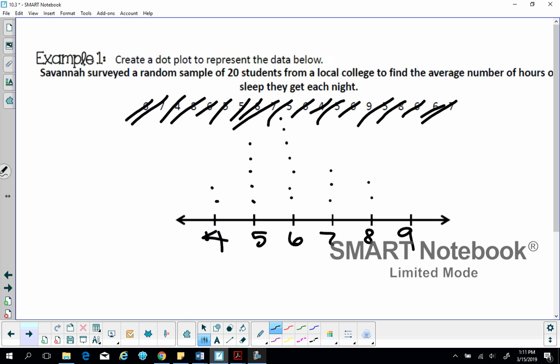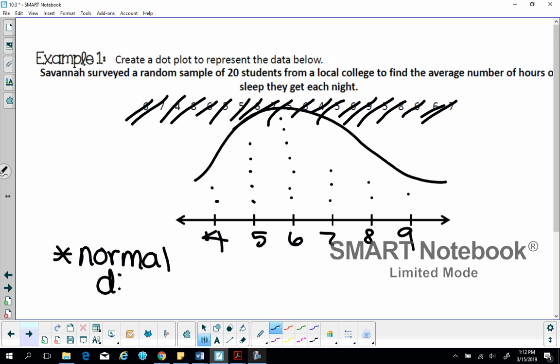How many 9s? It looks like a parabola. So if it looks like a parabola, what type of distribution is it? Quadratic? Normal distribution. It looks like the shape of a parabola, but it's not. We're talking about statistics. It's a normal distribution.